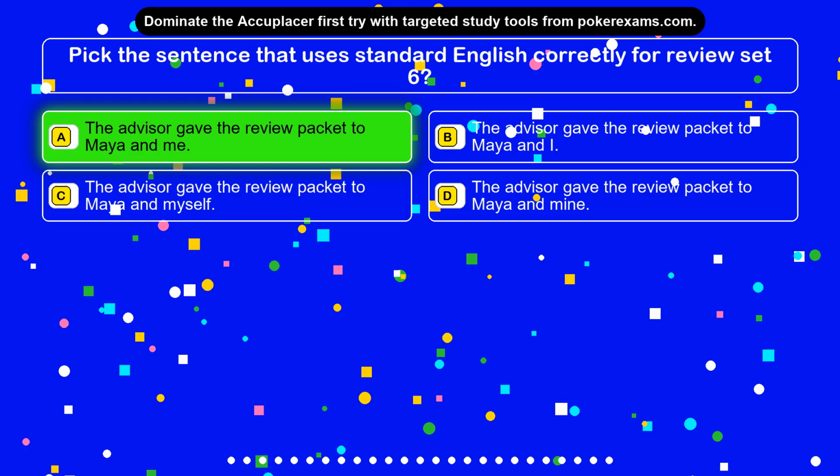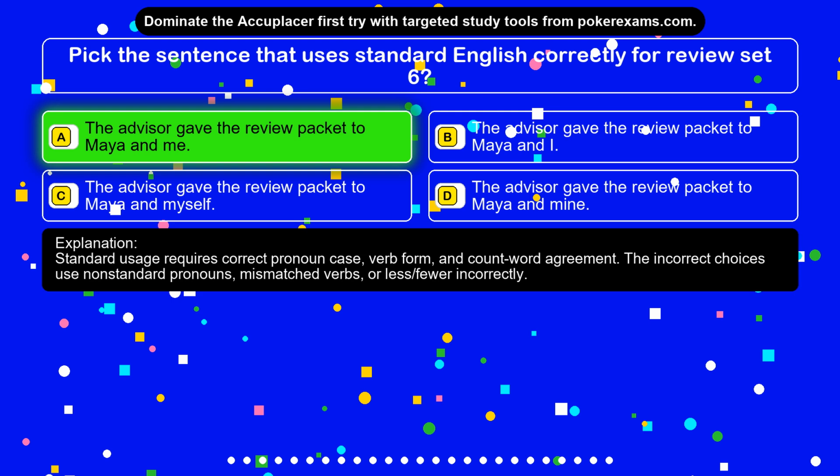The correct answer is option A. The advisor gave the review packet to Maya and me. Standard usage requires correct pronoun case, verb form, and count word agreement. The incorrect choices use non-standard pronouns, mismatched verbs, or less/fewer incorrectly.